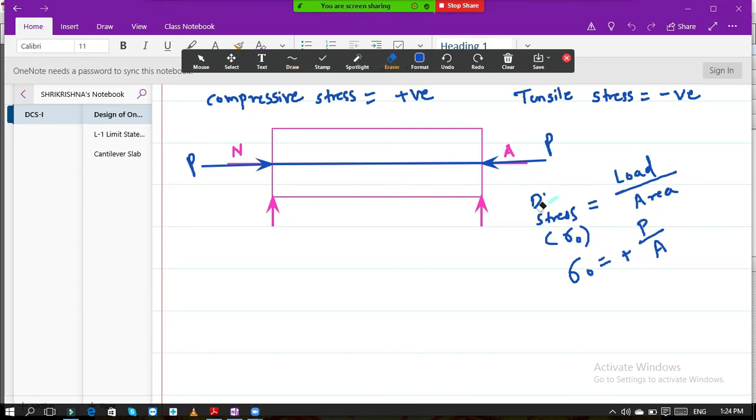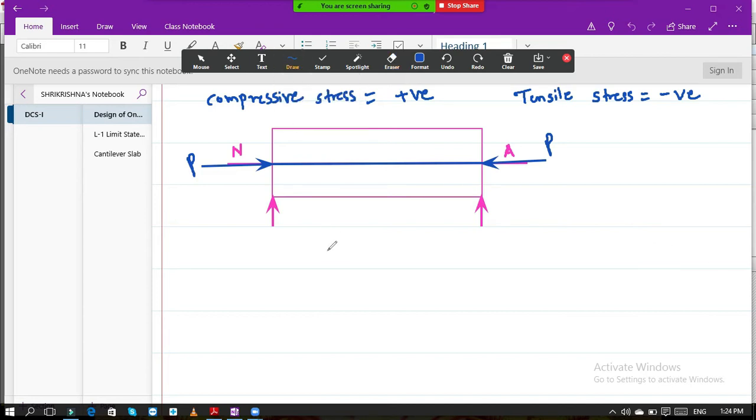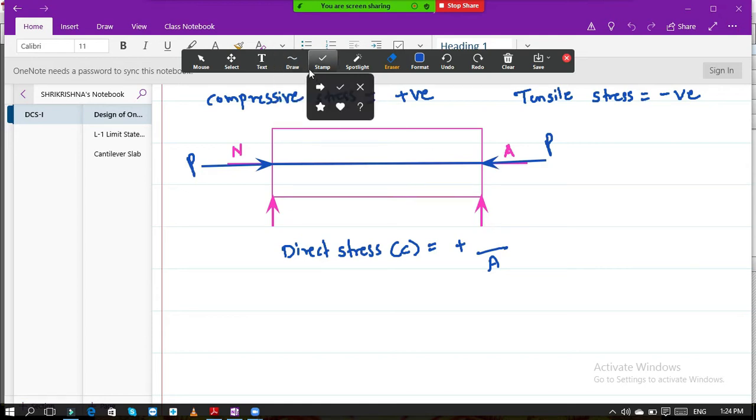Okay, so I will write below this, the direct stress which is compressive in nature. Okay, so it is plus P by A. For compressive force we take the sign plus, so it is plus P by A.